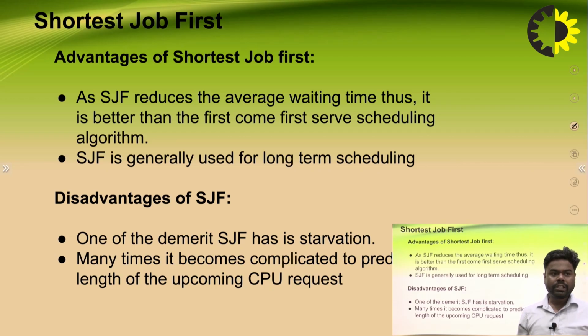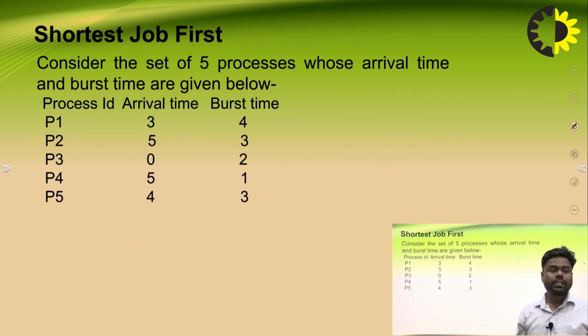Disadvantage: one of the demerits is starvation, and many times it becomes complicated to predict the length of the upcoming CPU request. So this is the next numerical for the SJF.